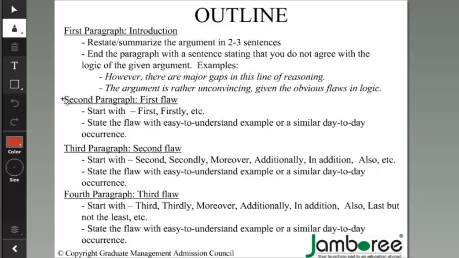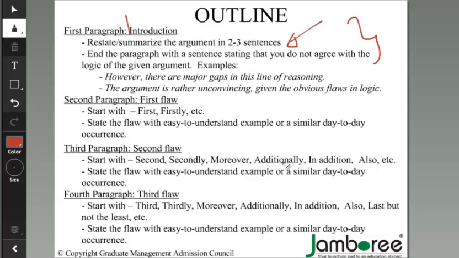So the first paragraph should be the introduction. Restate and summarize the argument in 2-3 sentences, right? This is extremely important: what you understood. Now, end the paragraph with a sentence stating that you do not agree with the logic of the given argument. So this should be the structure of your first paragraph. Some recommended sentences, you don't have to stick to these obviously, but they make the flow go well, something like: however, there are major gaps in this line of reasoning, or the argument is rather unconvincing given the obvious flaws in logic.